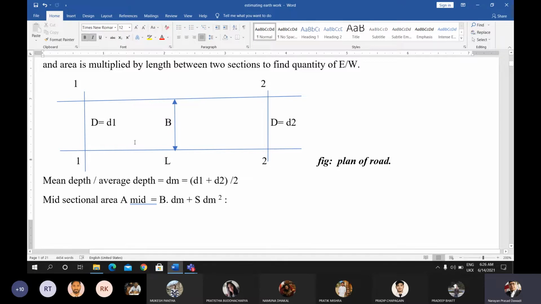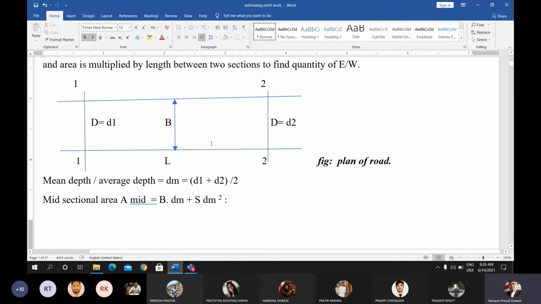So in between from cutting to filling or filling to cutting, there is a zero depth. While passing the road from cutting to filling, there must be a zero depth. So that zero depth is not part of the cutting depth, nor part of the filling depth. So it can be taken as the average between D1 and zero depth, and between zero and D2 depth.